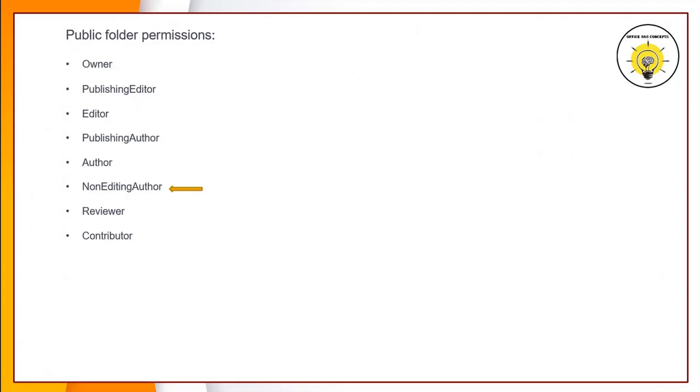If you assign non-editing author permission, users will be able to view and create items within the public folders. Reviewer permission will let users only view the public folders and their contents. And if you assign contributor permission on public folder, the users can view the public folders and they can create items within the public folders. So depending on your business requirement, you can assign permissions for the users on public folders. And users will be able to perform the task or make the changes as per the role or permission which is assigned to them.